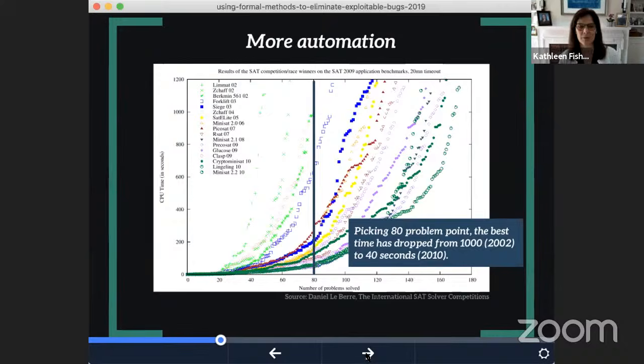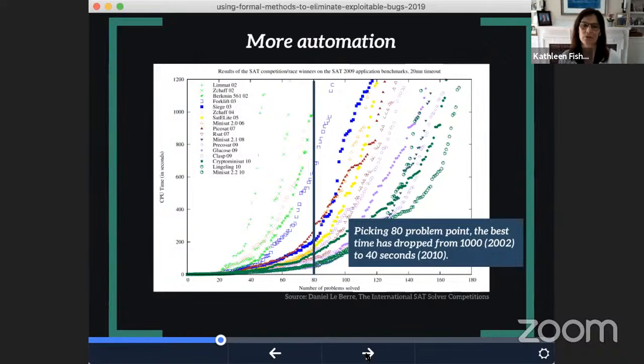The vertical axis is the elapsed time. Each point represents a solver solving a particular problem number at a particular time. So the further to the right and the further down you are, the better you are, because you've solved more problems in a lower amount of time. If we just pick the 80-problem point, you can see that the best solution time dropped from 1,000 seconds in 2002 to 40 seconds in 2010. So basically two orders of magnitude.